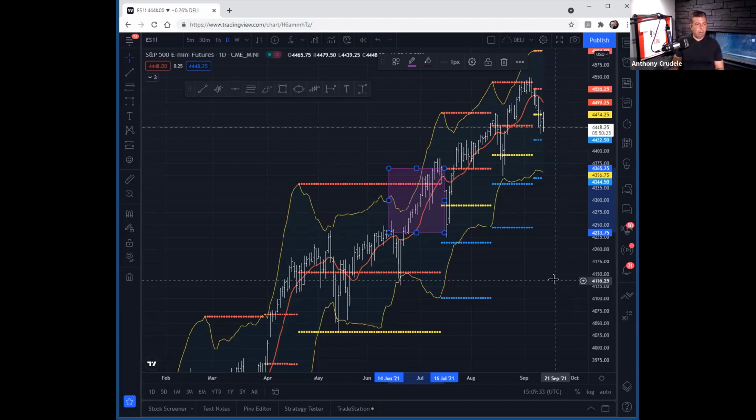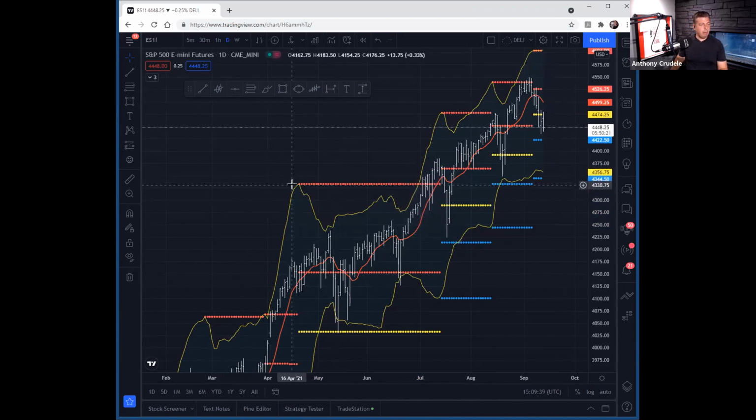So what I looked at was the peaks of the Bollinger Bands on the daily, and when we started to get near them, I noticed that we would have some retracements.